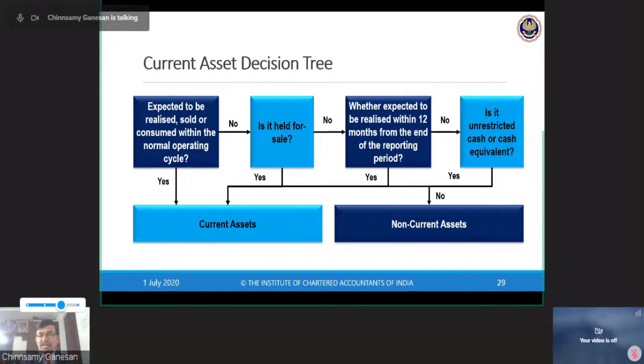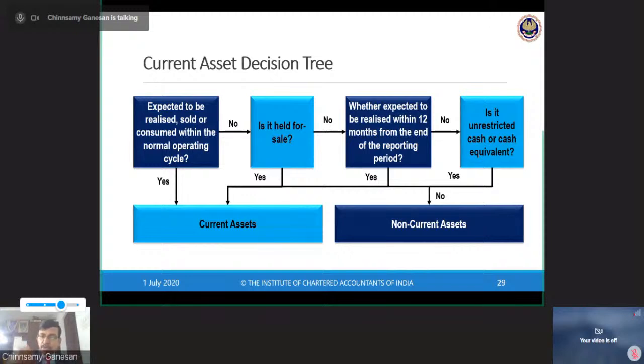For example, property, plant and equipment. I have a machinery. Whether expected to be realized, sold, consumed within normal operating cycle? No. I am going to use it for production purposes or administrative purposes. So first condition is not satisfied. Has the machinery been purchased for selling purposes? No. In that case, it becomes an inventory.